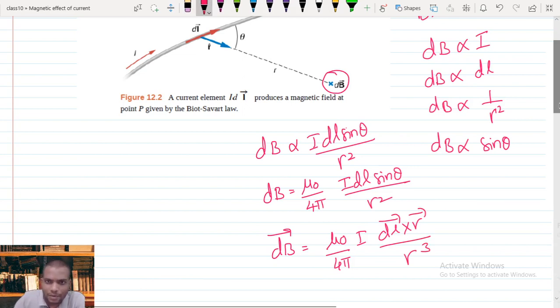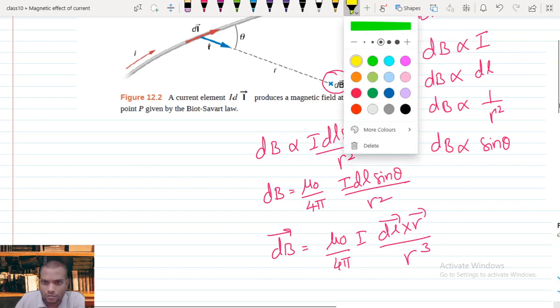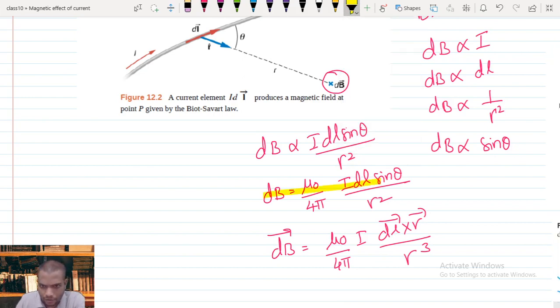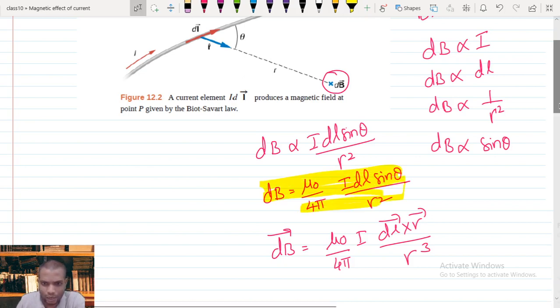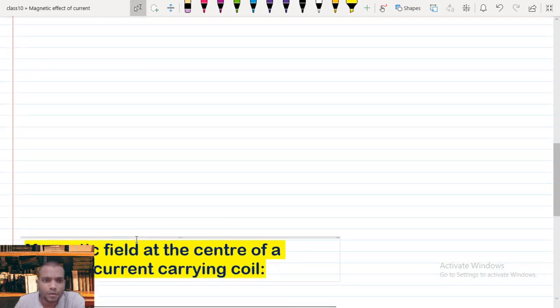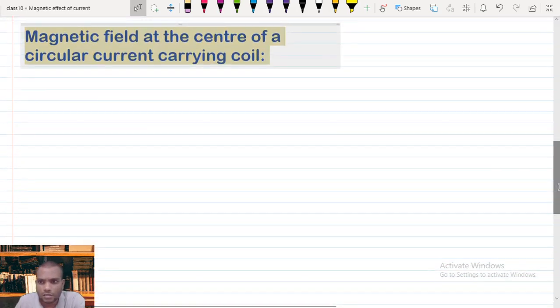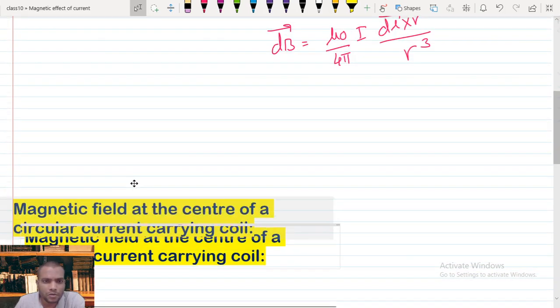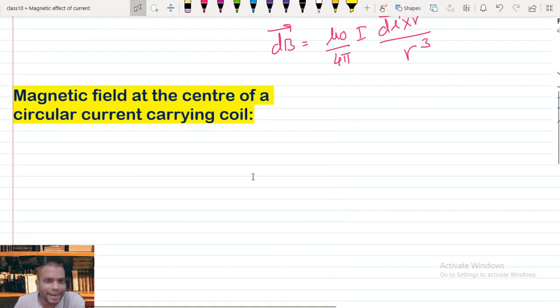So today let's try to apply this law to find the magnetic field due to a current carrying loop. Earlier we applied this law to find the magnetic field due to a current carrying conductor. The task now, using Biot-Savart's law, is the magnetic field at the center of a circular current carrying loop.